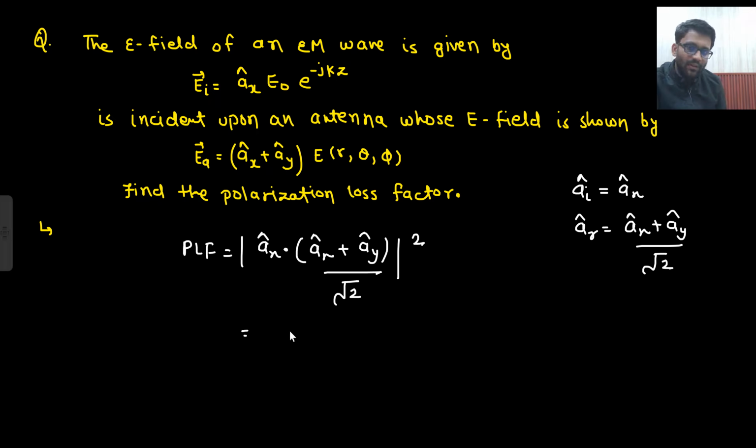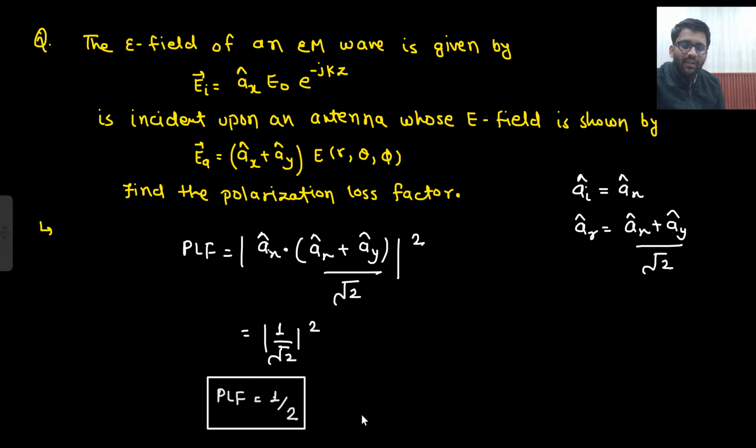Then whole square. So what I am getting: AX cap dot AX cap, that will be 1. AX cap dot AY cap, that will be 0. So (1 by root 2) whole square, 1 by 2. So your polarization loss factor is 1 by 2. So this is the answer. And if I need to find it in dB, what will be the answer in dB? 10 log 1 by 2. Right? It will be 3 dB, but let's do it in the calculator.